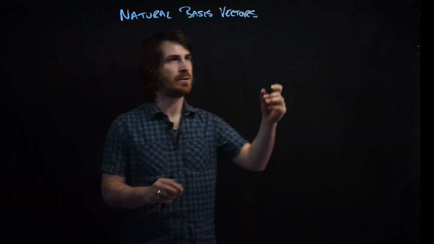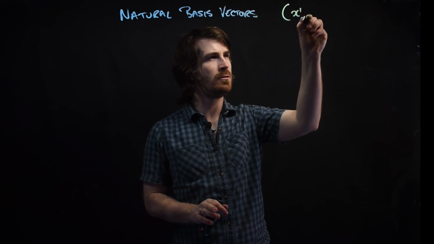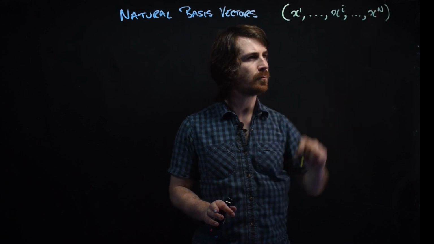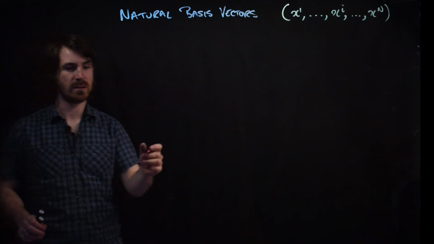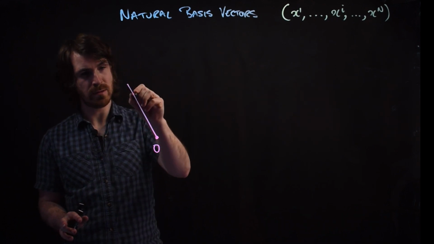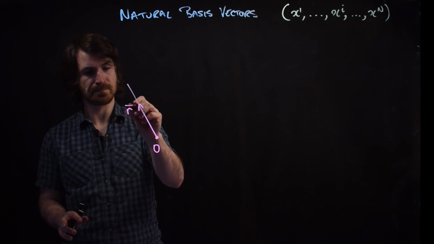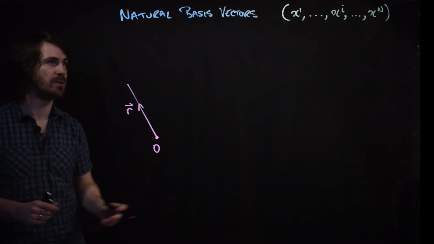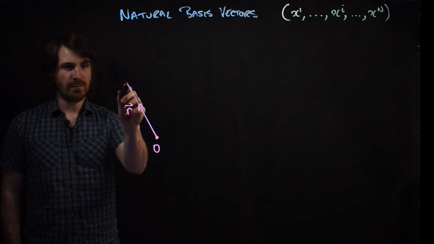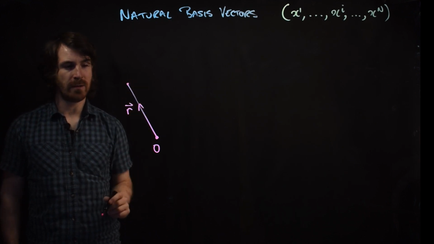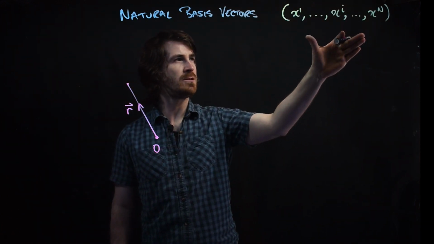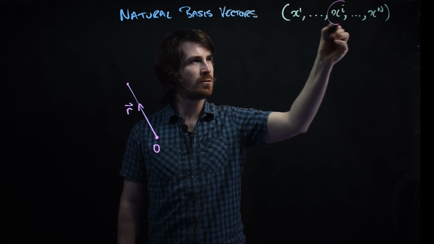Okay, so we've got some coordinate system with n coordinates, x1, let's have an xi, up to xn. Let's think about a point in our n-dimensional space. Let's have an origin O, and a point that's at some vector r. So this is a vector in n-dimensional space. Now let's think about moving from this point r by an infinitesimal amount in a way that we vary just a single one of these coordinates. Let's choose the ith coordinate to vary.